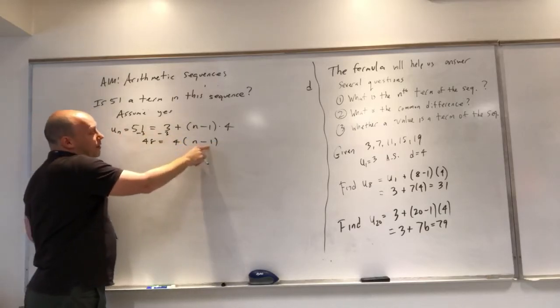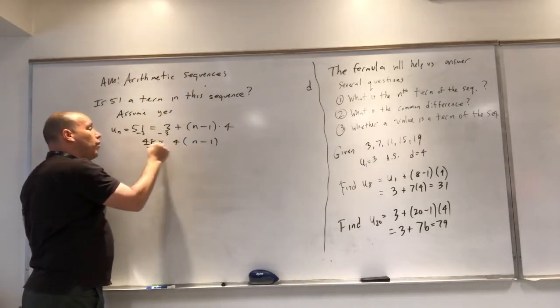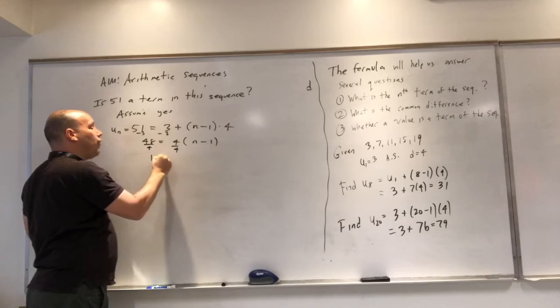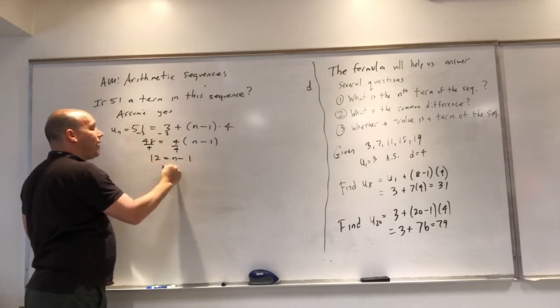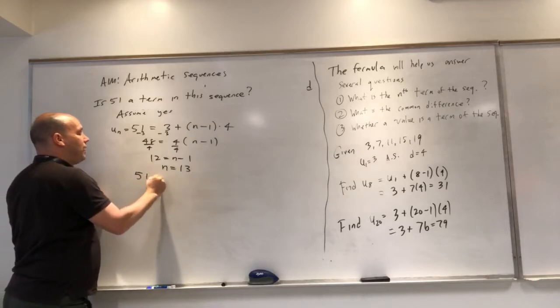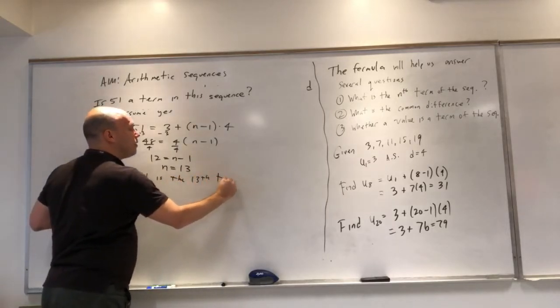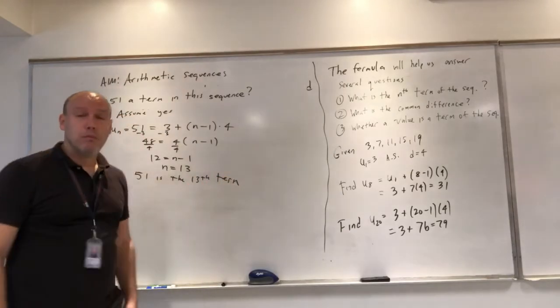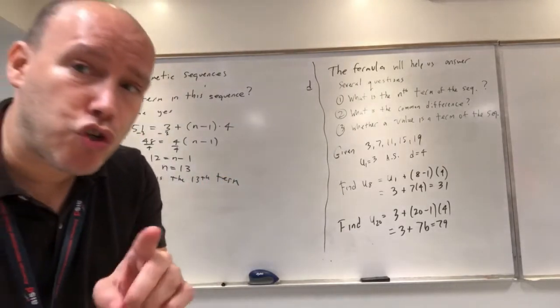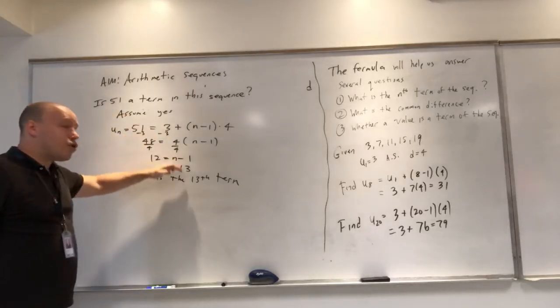You can expand this out, or you can divide both sides by 4. So you know I can divide both sides by 4. I have 12 equals n minus 1, n equals 13. So 51 is the 13th term. Nice. Once again, I'm going to show you. I said you don't need to do this. If you want to do the algebra, that's fine.